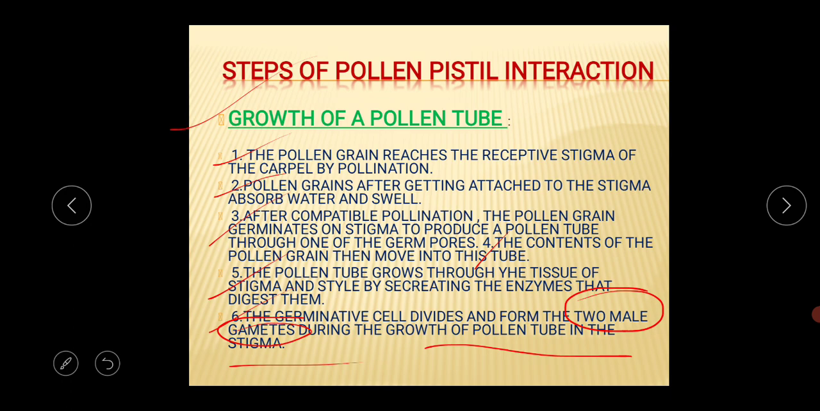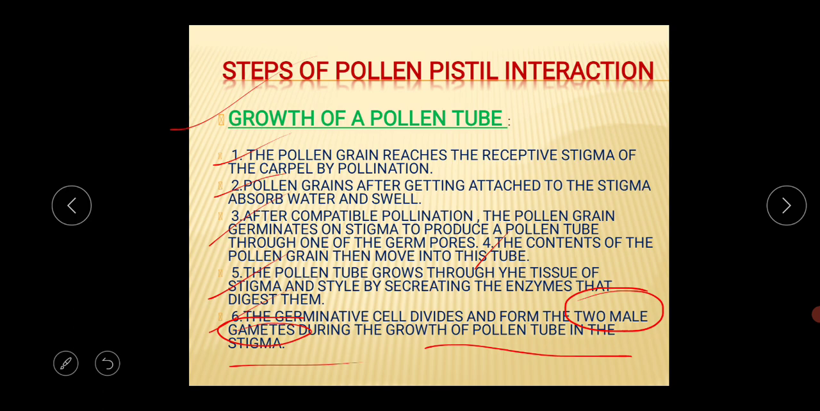So after the detection of the compatibility and incompatibility of the pollen to the stigma, what happened? The pollen grains reach the receptive stigma of the carpel by the pollination process. The compatible pollen grain reaches the stigma of the carpel by the pollination process. Next, the pollen grains get attached to the stigma by their sticky surfaces. After the compatible pollination, the pollen grain germinates on the stigma. After sticking to the stigma, the pollen grain germinates to produce a pollen tube through one of the germ pores, and the contents of the pollen grain then move into this tube.